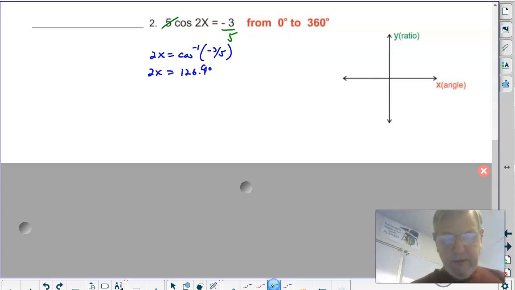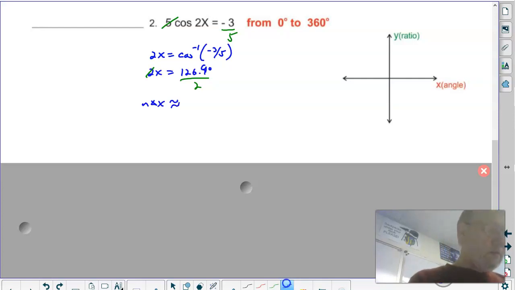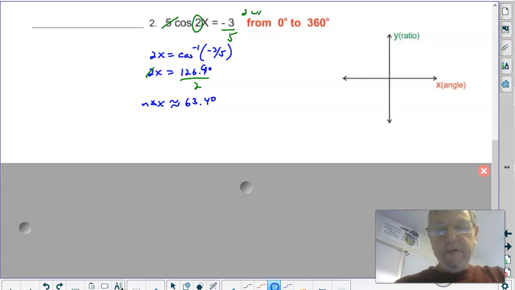And I've got to divide by 2, right? And so we're going to get the measure of angle x to be approximately 63.4 degrees. Okay. Let me also take note, I should have done this ahead of time, of the period. Notice this 2 here. So we get 2 waves from 0 to 360, and the period is 360 divided by 2, or 180 degrees.